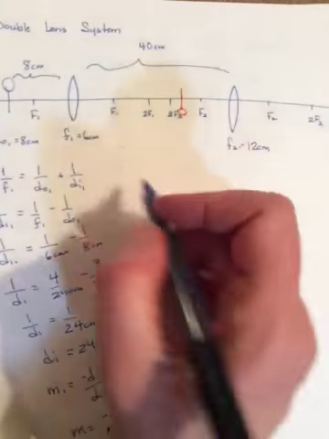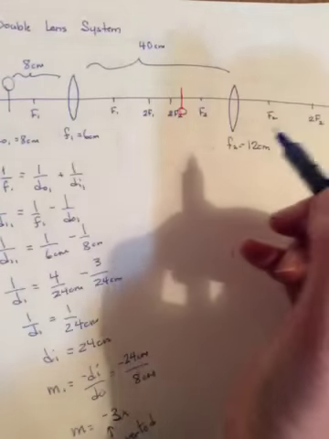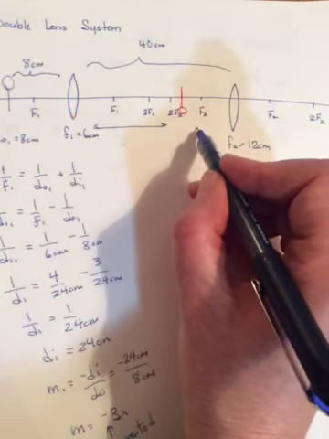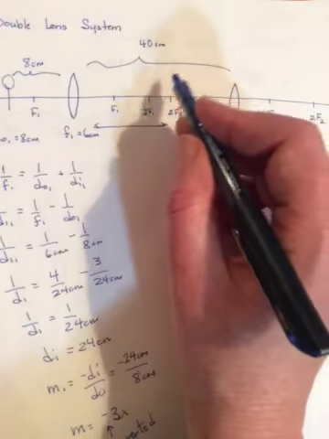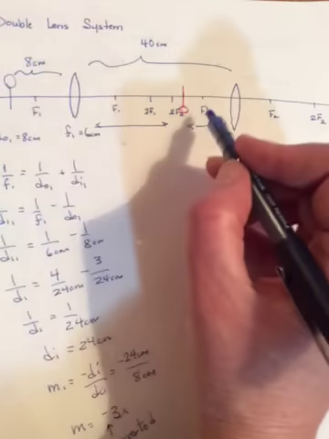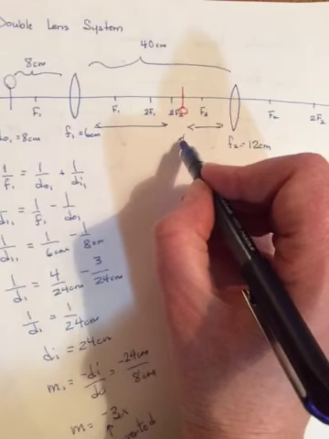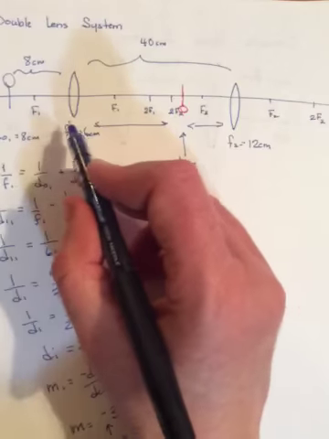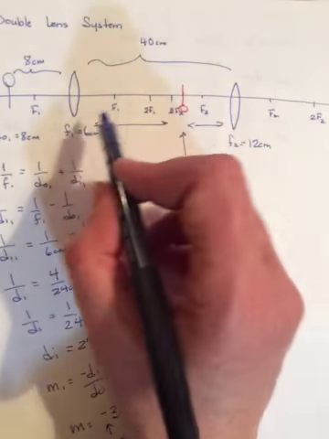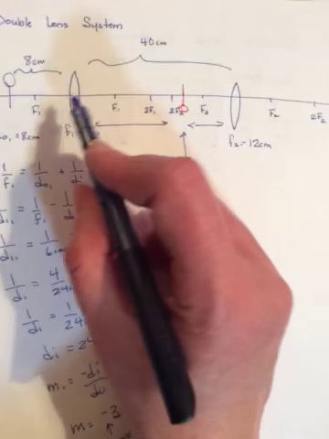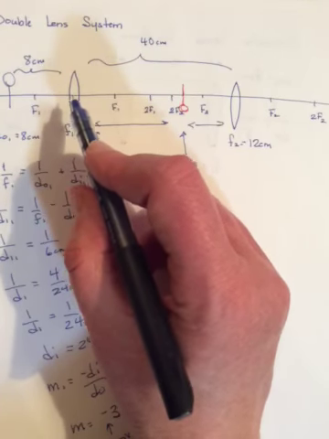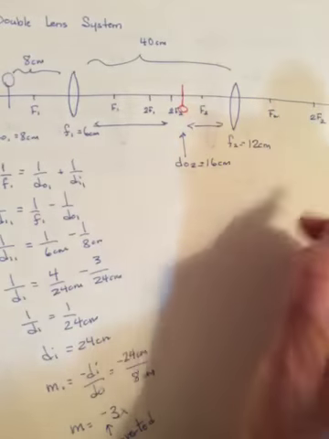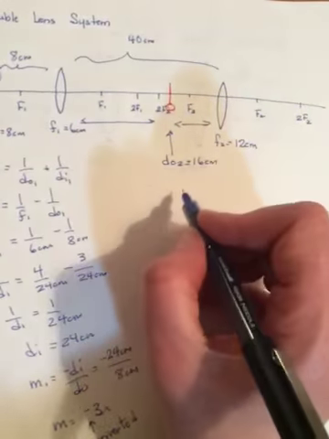But now here's the interesting thing. This distance is 24 centimeters. So what's my new DO? Because the image of the first lens becomes the object of the second lens. So this is my DO2. If there's 40 centimeters between the two lenses, and the first image is 24 centimeters away from the first lens, then it must be 16 centimeters away from the second one. And so now we can find our new DI.